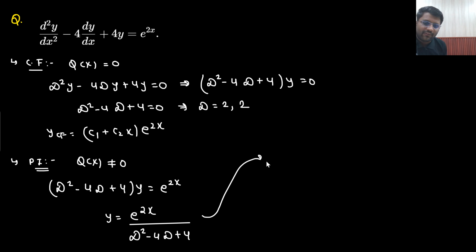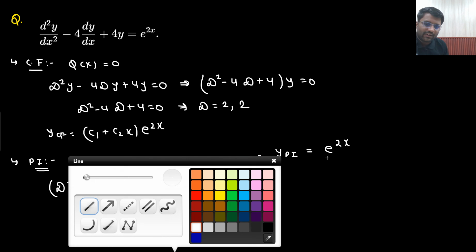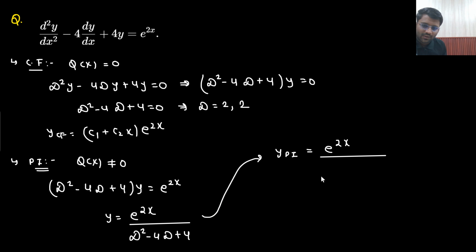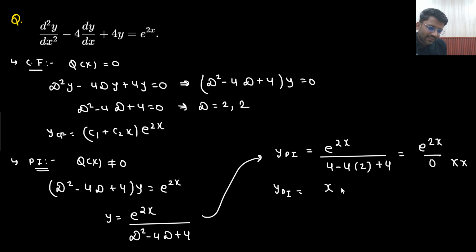Now if I am finding my PI, then what would I do? My PI would be e to the power 2x over D squared minus 4D plus 4. Now I put the value of 2 in place of D. So what will I get? 2 squared is 4, minus 4 into 2, plus 4. I am getting e to the power 2x divided by 0, not acceptable. If it is not acceptable, what will I do? On the upper side I multiply with x, and downward this is e to the power 2x.